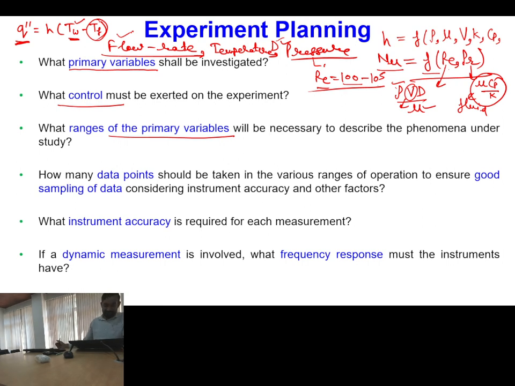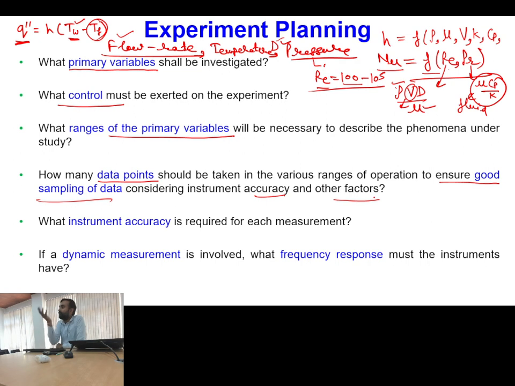After that, the point is how many data points should be taken in the various ranges of operation to ensure good sampling of data, considering accuracy of the instrument and other factors. Once you have decided the range of measurement, you can refer to the data sheets of different instruments.